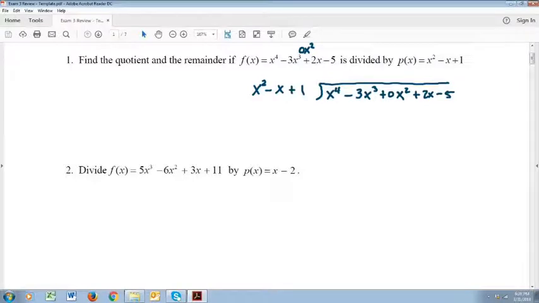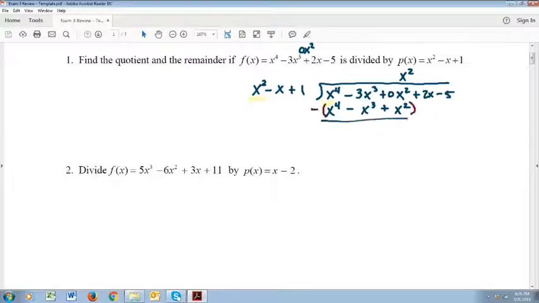So now we want to look at the leading terms here. We're asking ourselves what times x squared gives you x to the fourth. That would be x squared. We'll put that in the x squared column, and then we'll multiply each of these three terms of the divisor by x squared. We're going to get x to the fourth minus x cubed plus x squared.